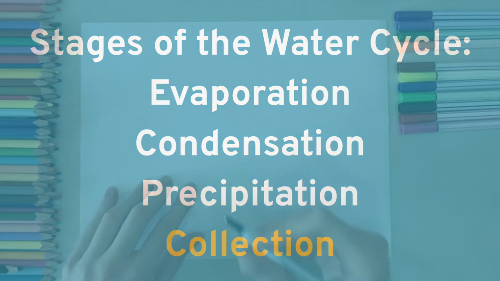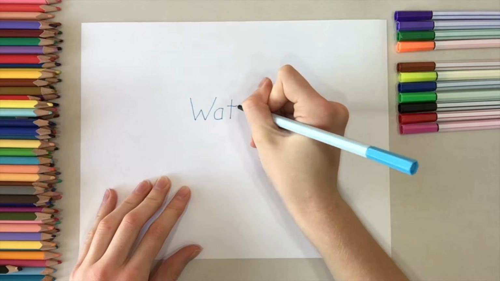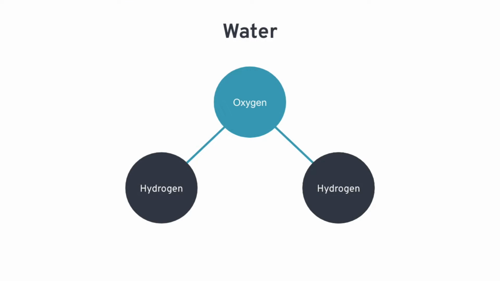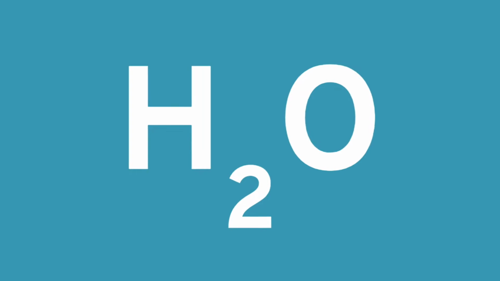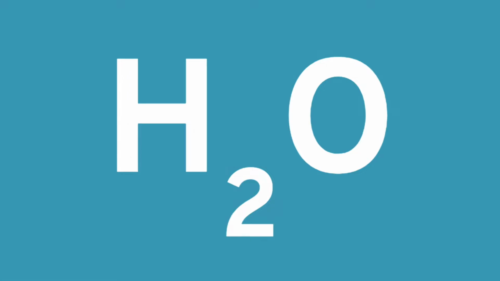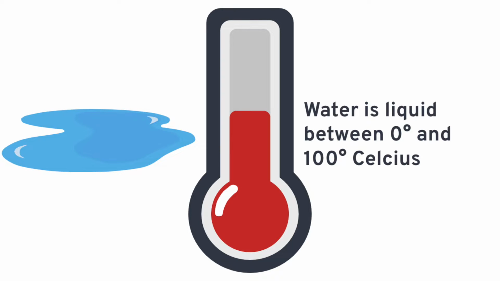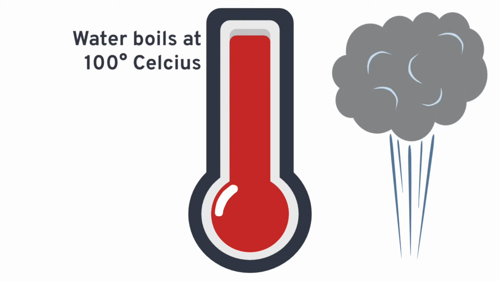and collection. Today, we are going to draw a water cycle as we learn about the different stages. Water is made up of 2 hydrogen atoms and 1 oxygen atom. It is scientifically written as H2O. Water freezes or becomes solid at 0 degrees Celsius. Between 0 and 100 degrees Celsius, water is in a liquid state. At 100 degrees, water boils and evaporates, becoming a gas.